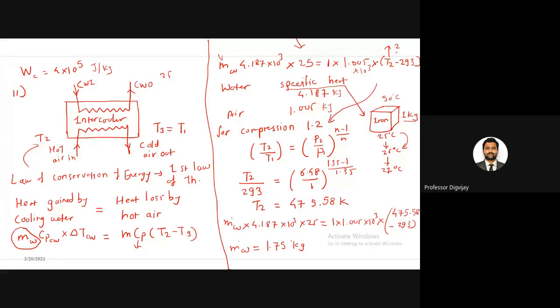Okay, so this means that I will need 1.75 kg or 1.75 liter of water, cooling water will be needed. For what? If I want to decrease the temperature of hot air by this much amount. Okay, so I want to decrease the temperature by almost 200 Kelvin. I want to decrease the temperature of hot air by 200 Kelvin. In that case, I have to use cooling water of mass 1.75 kg.